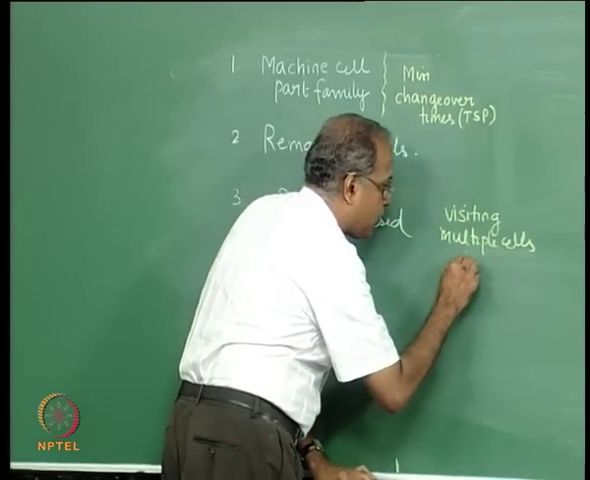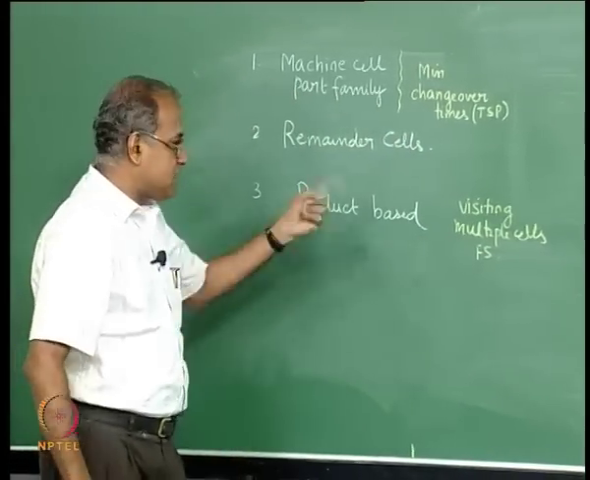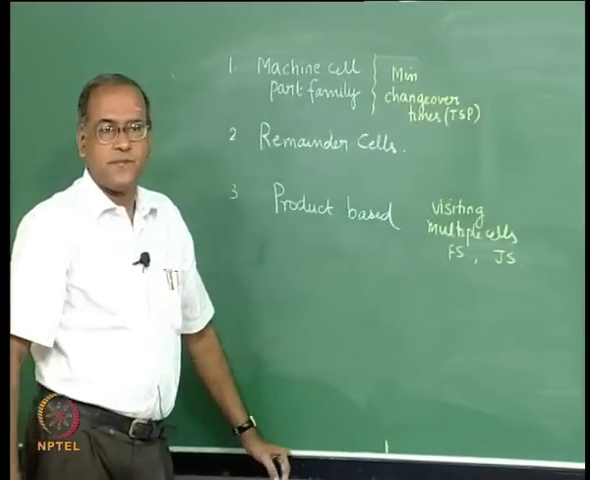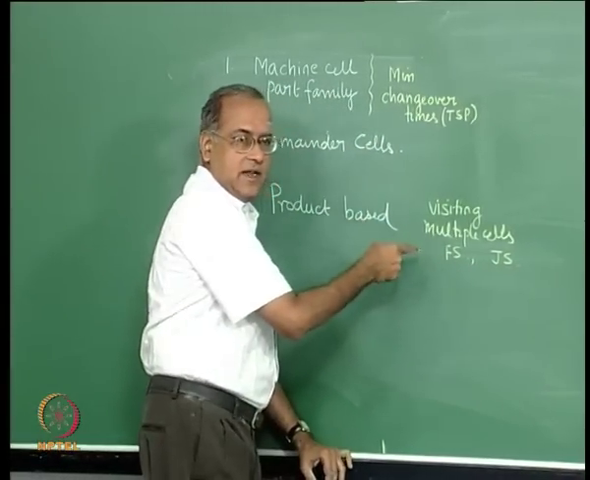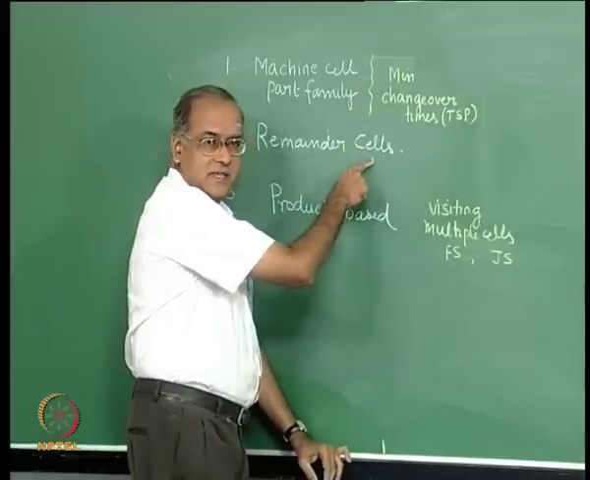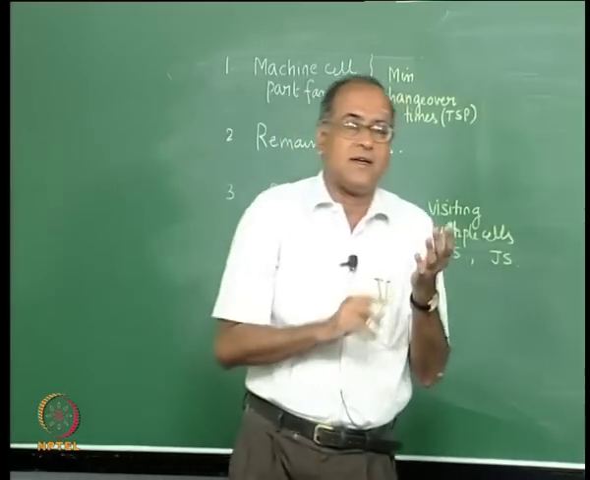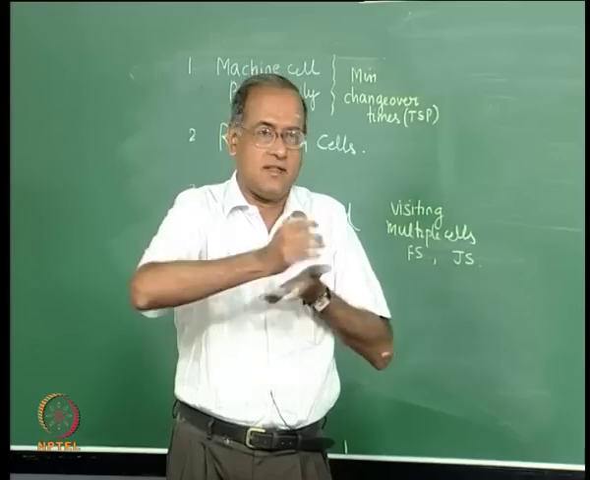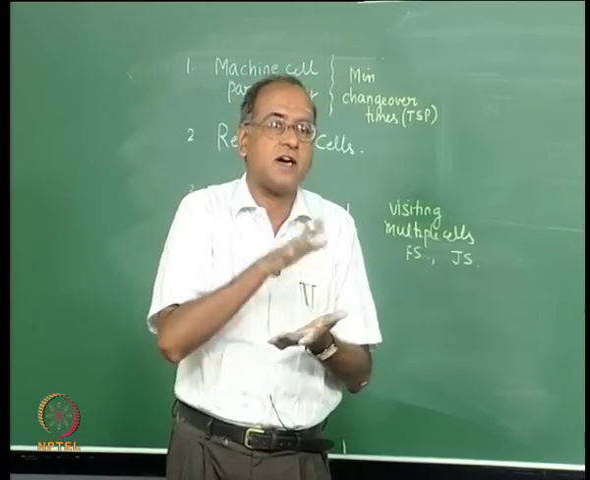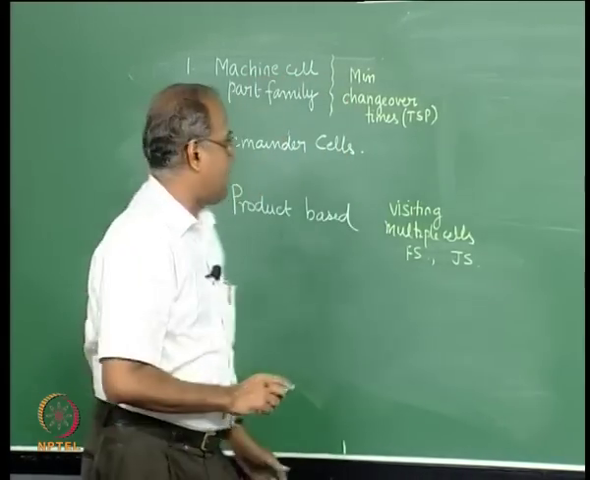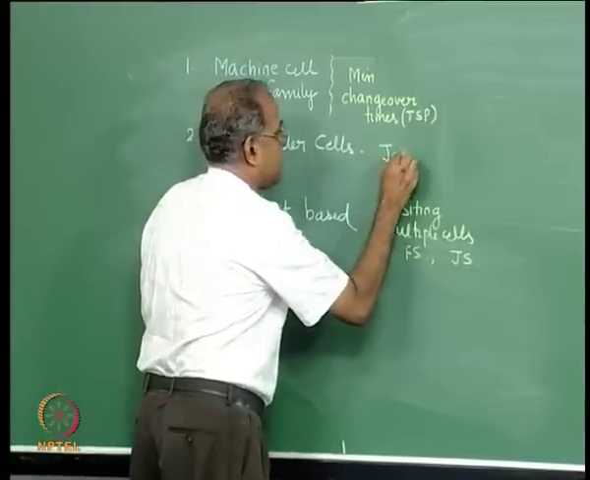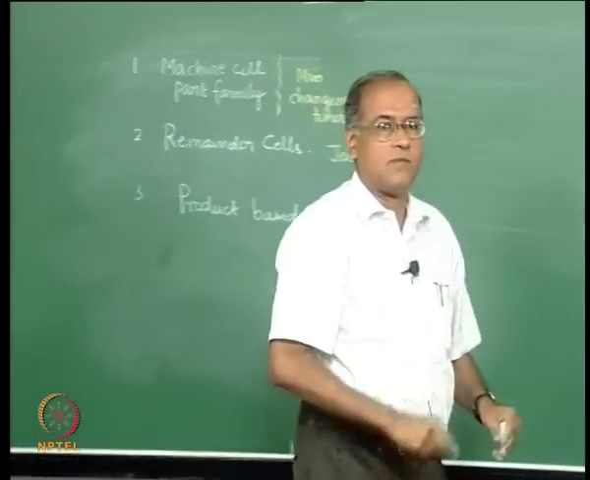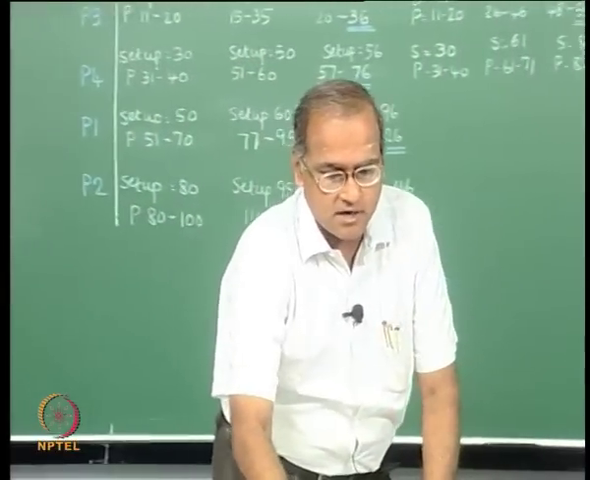So, this is closer to flow shop scheduling. If it visits a cell, we said we could use the job shop scheduling idea. The job shop scheduling idea also comes under the remainder cells, where we already said that in the remainder cell or a service cell we have a large number of machines, and the remainder cell functions like a job shop. So, basic ideas from job shop scheduling can be used in the context of remainder cells.